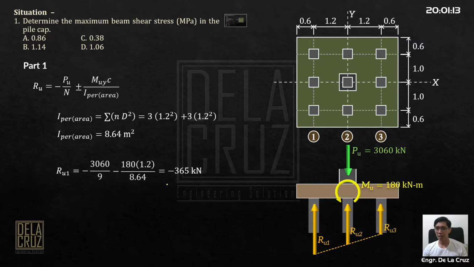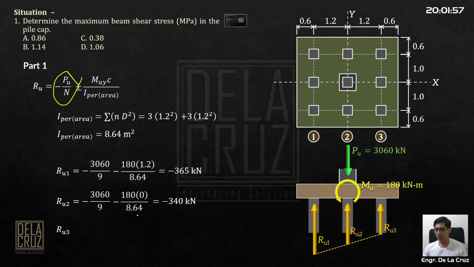Kunin na lang din natin yung ibang reactions just for the concept. RU2. So again, general formula lang. Gamitin natin yan. So negative 3060 over 9. Ito yung ating line 2. So MUY times C. Wala tayong C kasi andito yan mismo sa neutral axis. Kaya the term C is 0. Lahat ng yan is magiging 0 lang yan. Okay? Kaya neutral yung ating RU2 dyan. That is simply force over the number of piles. Yung nabanggit ko kanina. Still negative. Compressive.